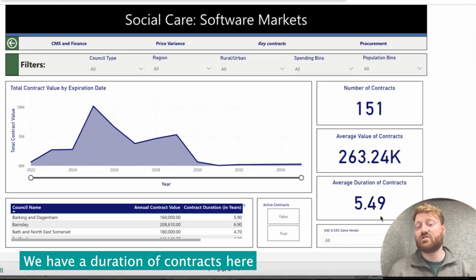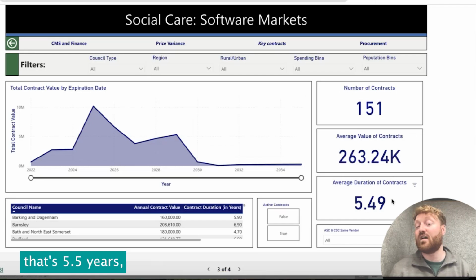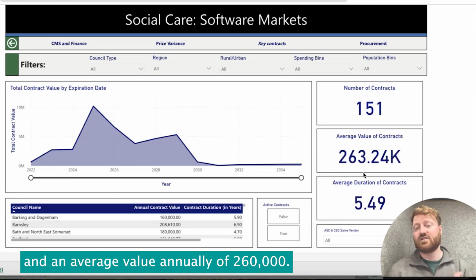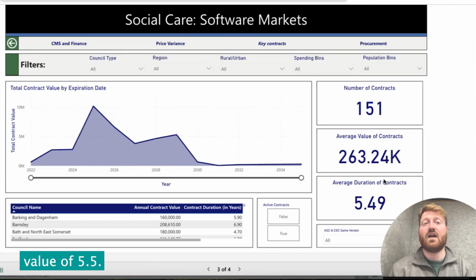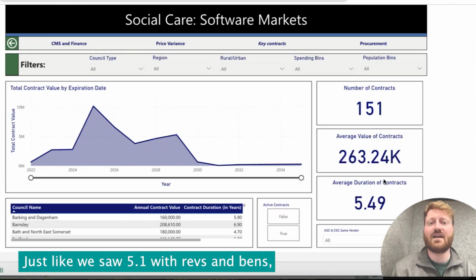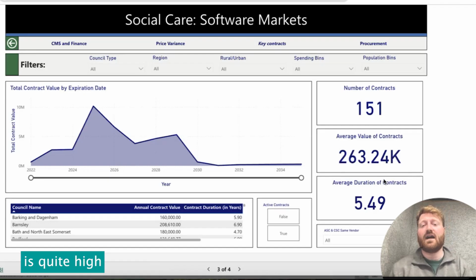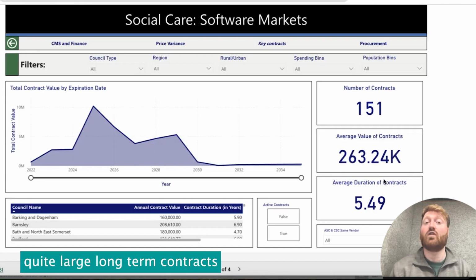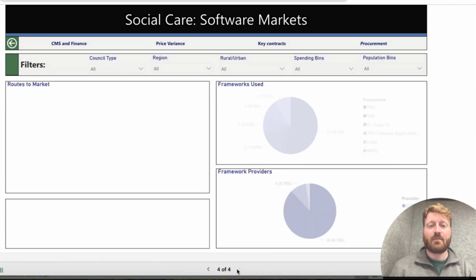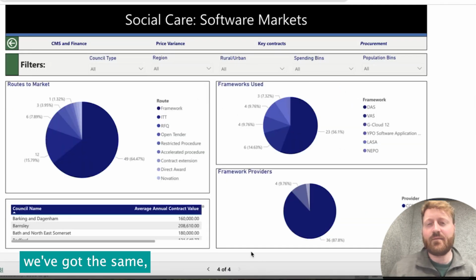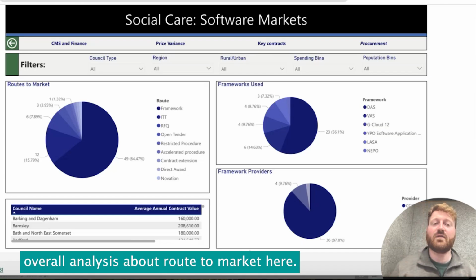We have a duration of contracts here that's 5.5 years and an average value annually of 260,000. Again, that mean contract duration of 5.5 years, just like we saw 5.1 with Revs and Bens, is quite high and indicates that we have an environment where councils are signing quite large long-term contracts with their core software vendors. And then we've got the same overall analysis about route to market here.